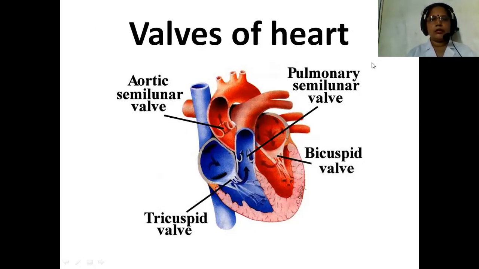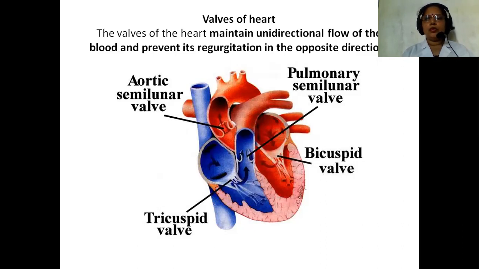Today we will discuss valves of the heart. Yesterday we already completed the anatomy of the heart. Today we will discuss valves of the heart, a continuation of the anatomy of the heart. We will discuss the valves completely, and the clinical importance of the valves of the heart.